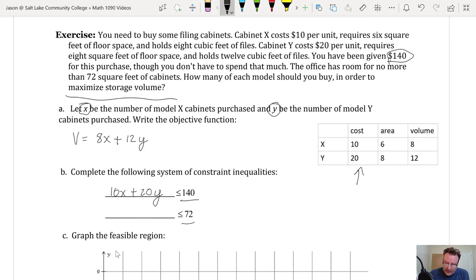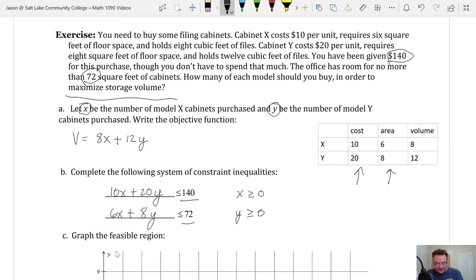And then this 72 here comes from this in the problem. The office has room for no more than 72 square feet of cabinets. I can use this column here to get my total area, the square footage of floor space that the cabinets need. Each X cabinet requires 6 square feet, so the square footage from the Model X cabinets will be 6x. The Model Y cabinets require 8 square feet per cabinet, so 8y. Of course, we have the implied constraints that x must be non-negative and y must also be non-negative.